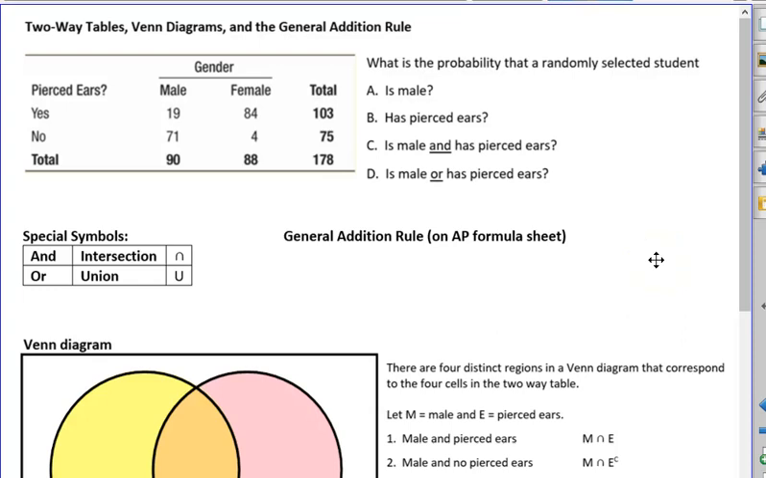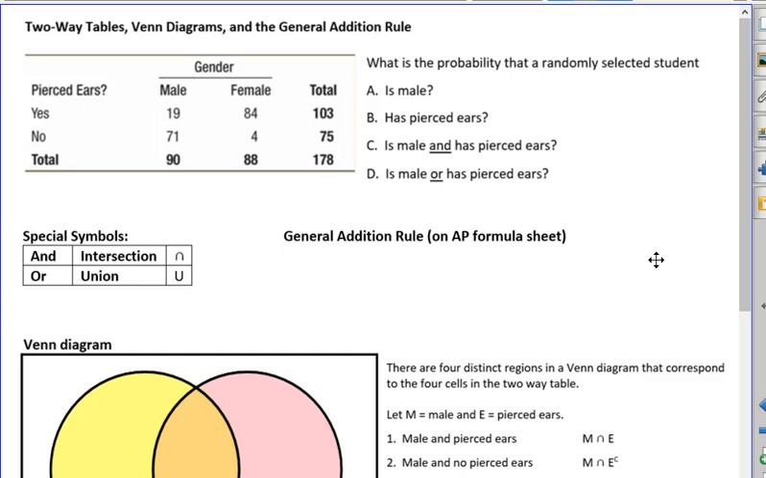We're going to look at probability as it applies to two-way tables, Venn diagrams, and the general addition rule. You have seen a little bit of this in an earlier chapter, so some of this will be familiar to you, but then we're going to add a little bit more of the probability rules that go with it.